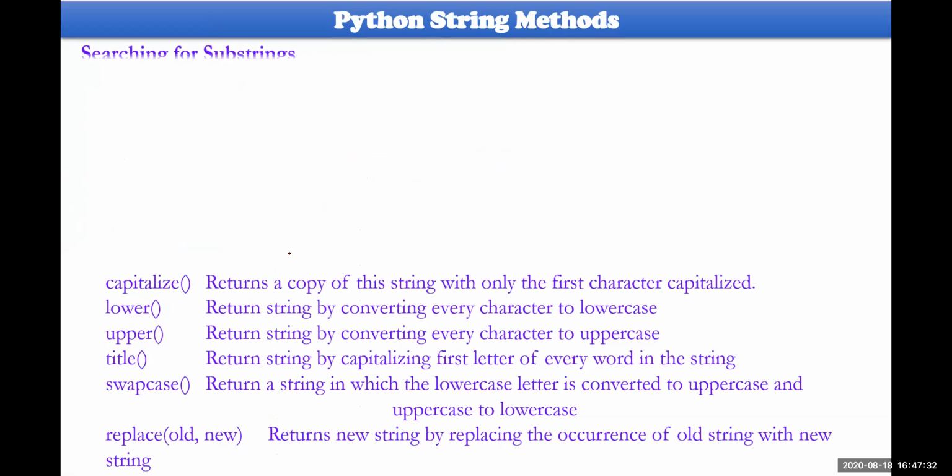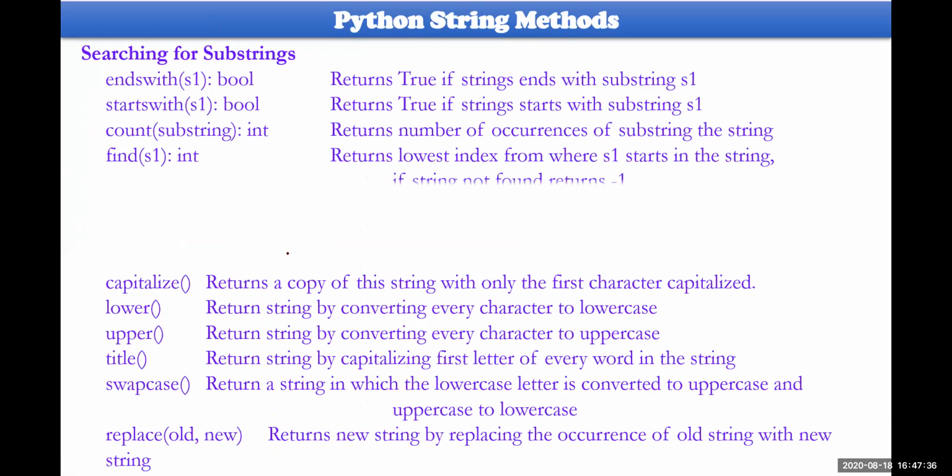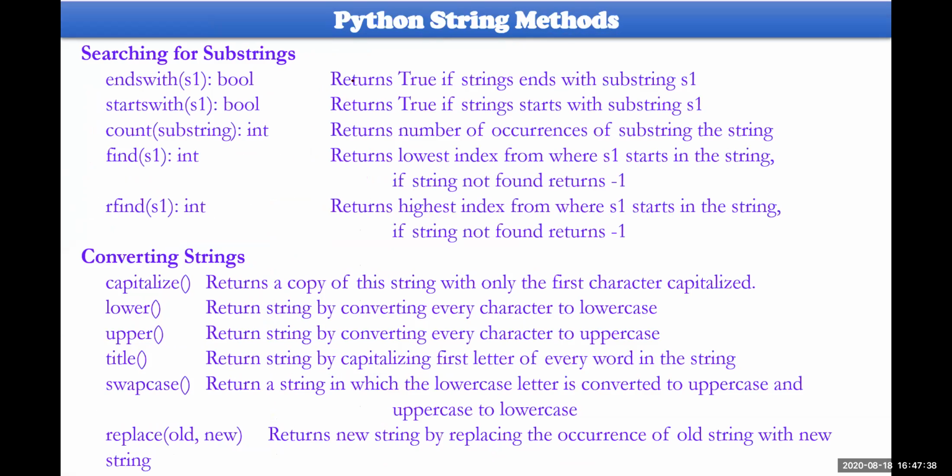Then followed by substrings. Substrings, in the sense of whether a string really ends with so-and-so string, which is written as a Boolean value. Whether it really starts with so-and-so string, also written as a Boolean value. And how many occurrences of this particular substring will be there within the given string.